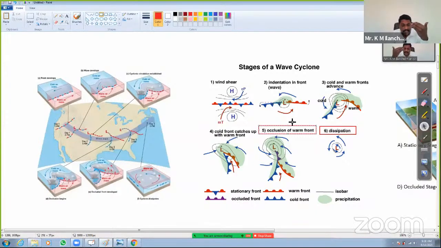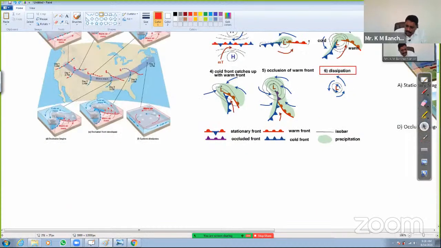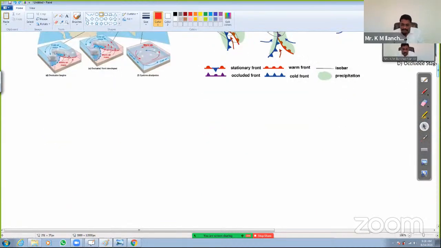If you ask me what about the first few stages? Number one, creation of a stable front. Number two, division of a stable front. You forget about all these things. If I want to put it in stages, what exactly happens? I'll put it in stages, my friend. Stage number one: formation of a stable front.